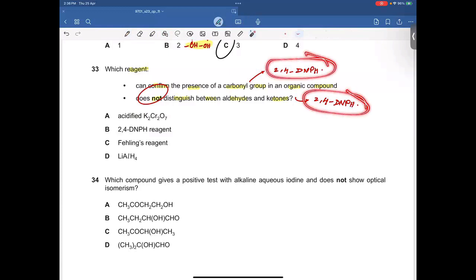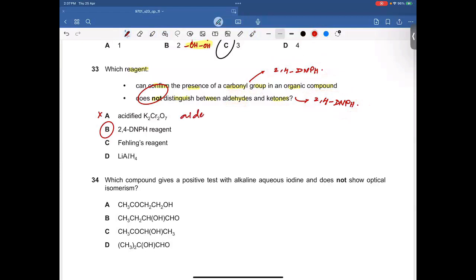So 2,4-DNPH is a reagent which is used to determine the presence of carbonyl group in an organic compound. Also, this reagent has similar test both in aldehyde and ketone, which means B is going to be the right answer. Why not A? Why A is incorrect? Because aldehyde can oxidize, ketone cannot. In fact, aldehyde can oxidize. 1 degree alcohol, 2 degree alcohol can also oxidize.